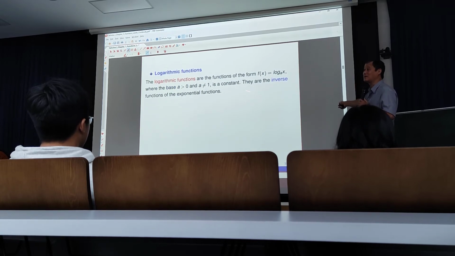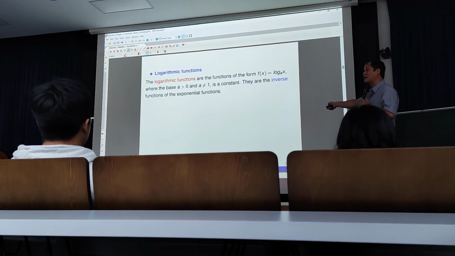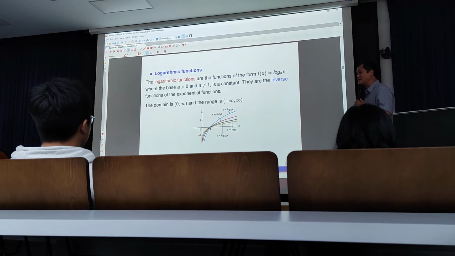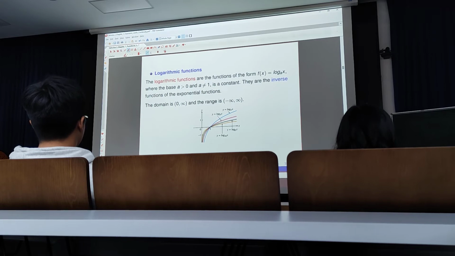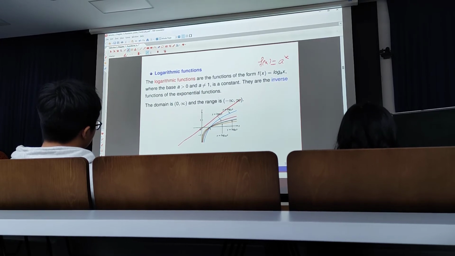Exponential function has the inverse. Inverse là gì? Hàm ngược. Which called logarithmic. And the domain and range oppositely with the exponential function. And their graph have very interesting phenomenon. Graph of logarithmic and the graph of exponential function is symmetric, right?